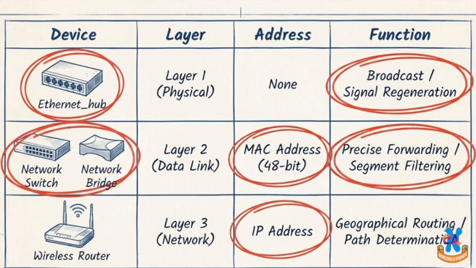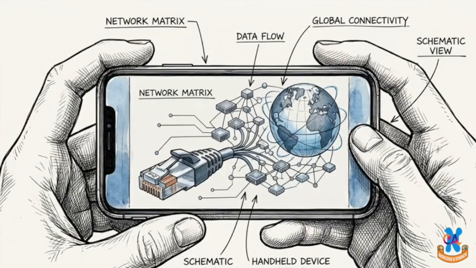Notice the exact locations where candidates often lose marks, confusing the blind broadcast of a hub with the precise forwarding of a switch, or mismatching Layer 2 MAC addresses with Layer 3 IP protocols. Pause the video here. Take a screenshot of this matrix for your revision notes.